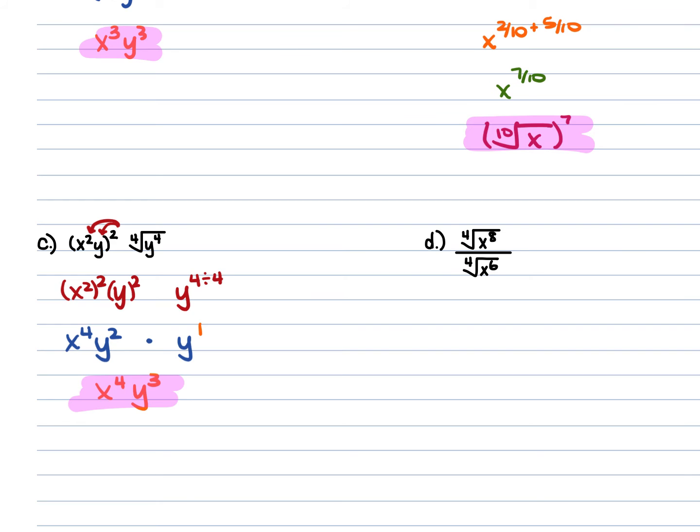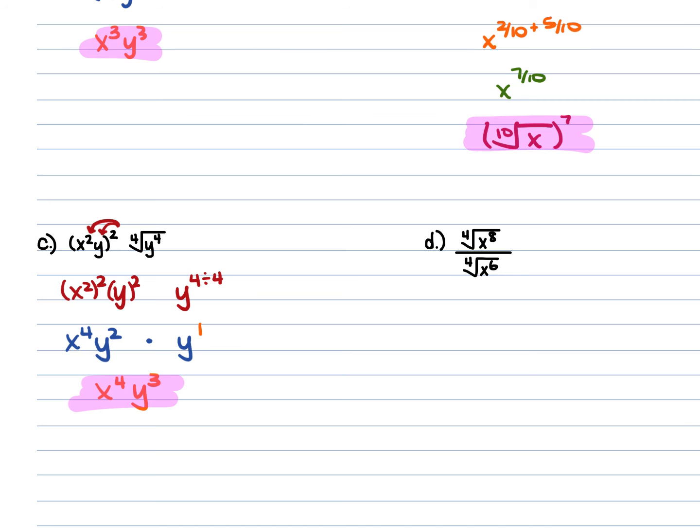For example D, we have the 4th root of x to the 8th power over the 4th root of x to the 6th power. You can do this one of two ways. The way that I would do it is I would rewrite these radicals using rational exponents, and then use my rule of bases raised to a power when dividing, and just subtract those powers. If you wanted to, you could also simplify both of these first and then just rationalize your denominator.